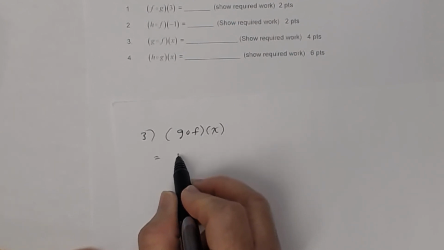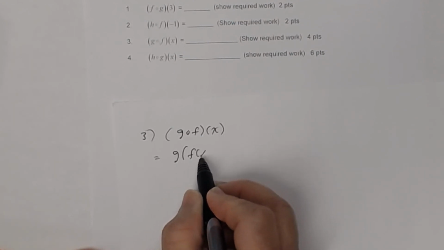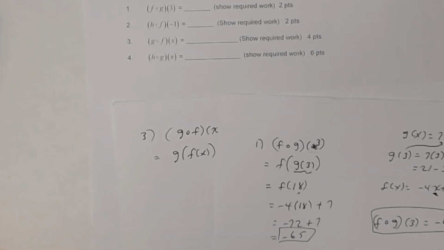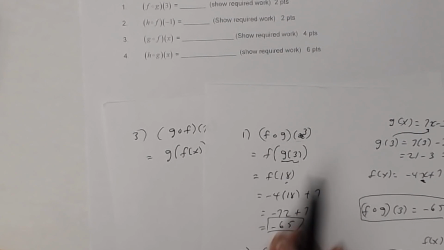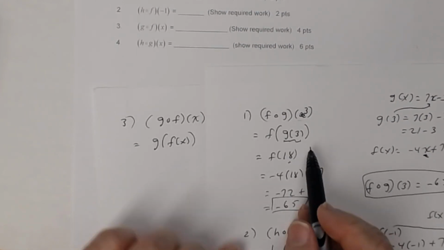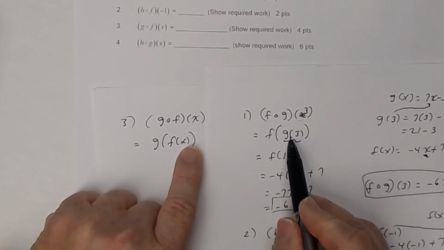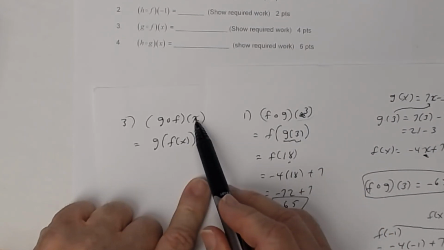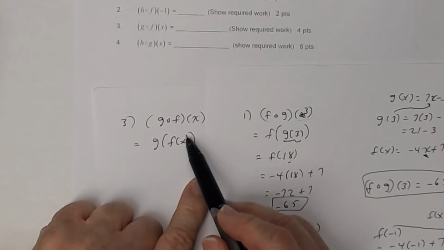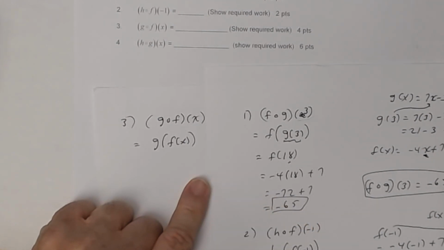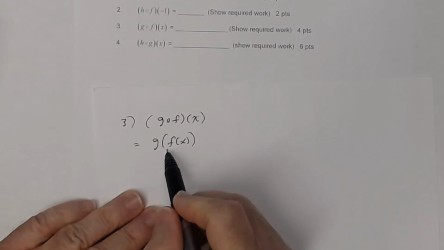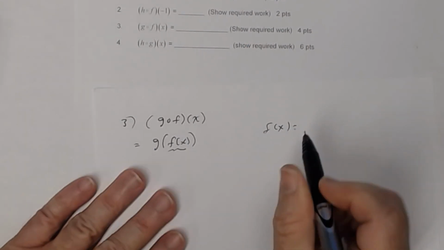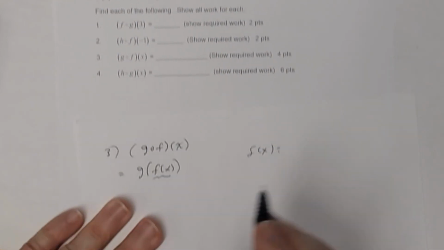By definition, this means g of f of x. That's what that means. So notice the difference between this and this. The definition is the same, except this was g of 3 because that's what I was evaluating it at, and this was f of x because I'm evaluating it at the variable x. All right, so just as we did before, I got to look at this one first. So f of x is equal to negative 4x plus 7.